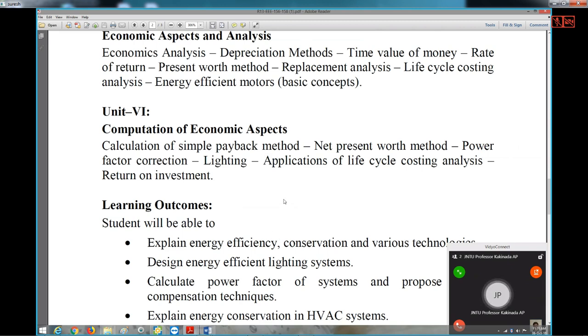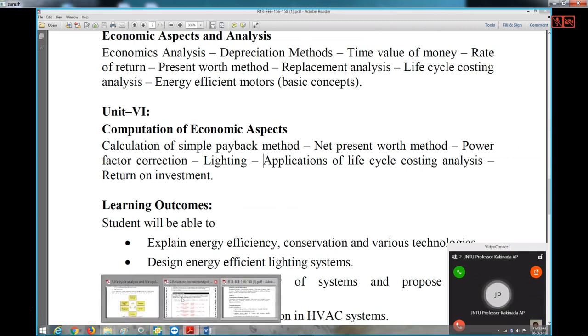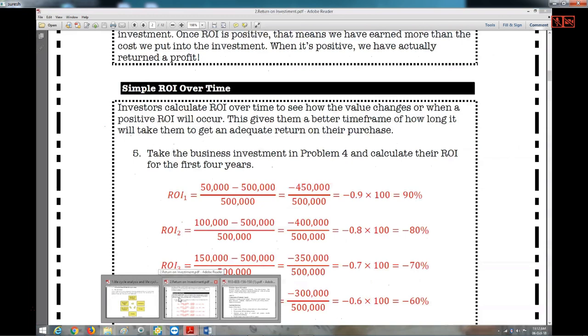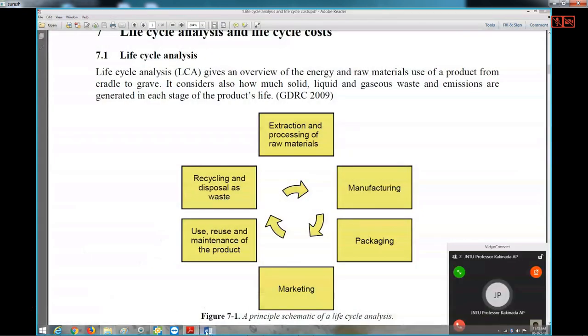After that, we will see applications of life cycle costing analysis. Then we will conclude this Unit 6 with the return on investment. Now, coming to this issue, first of all, we will see what is meant by light saving.